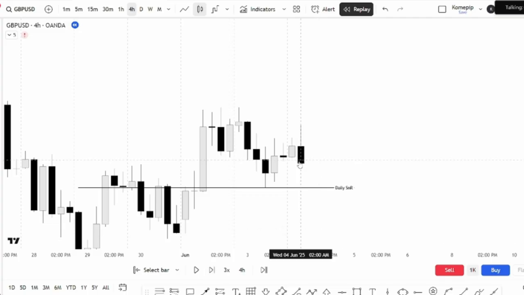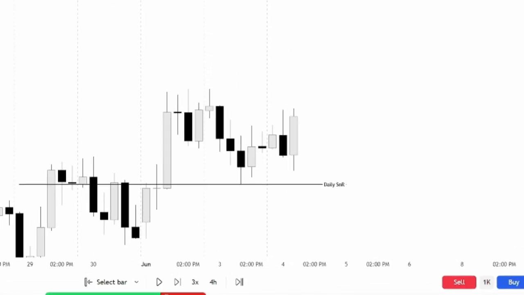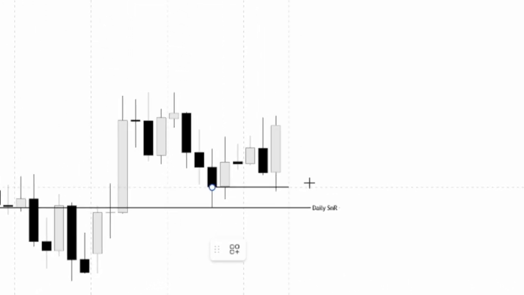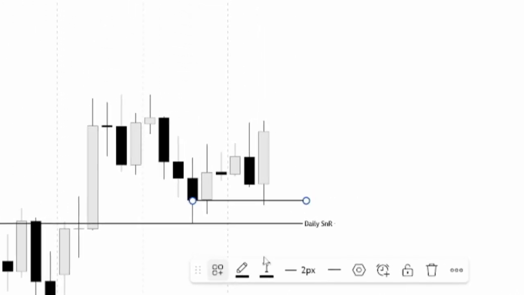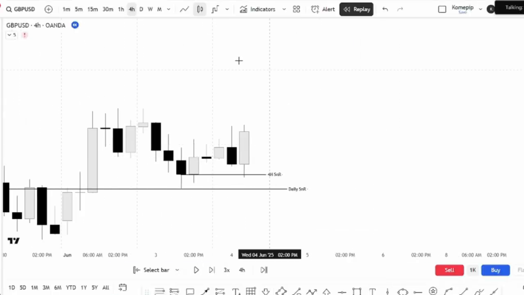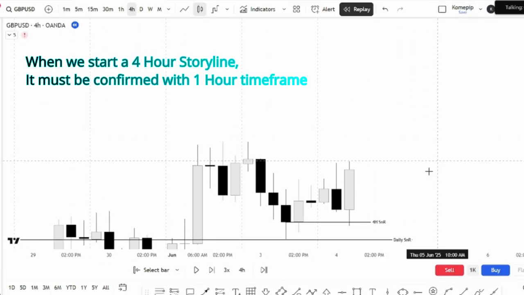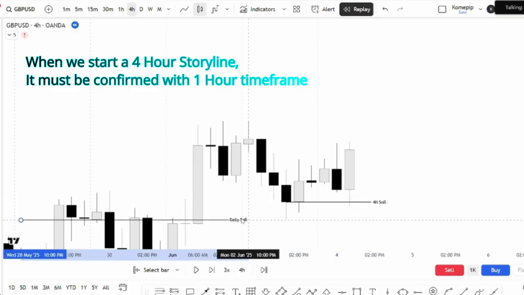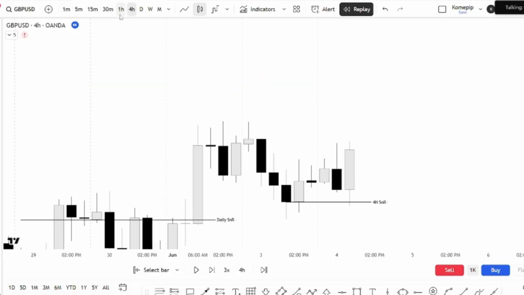Playing price, this Asian session, of course, there's nothing there. All right, so we have something here. So we are buying, right? That's a 4 hour zone. So our storyline is starting with 4 hours, and we'll confirm on 1 hour.